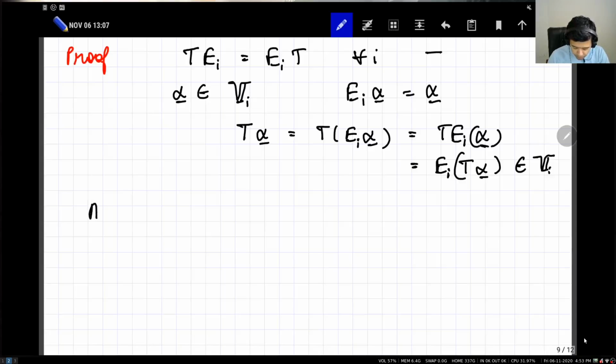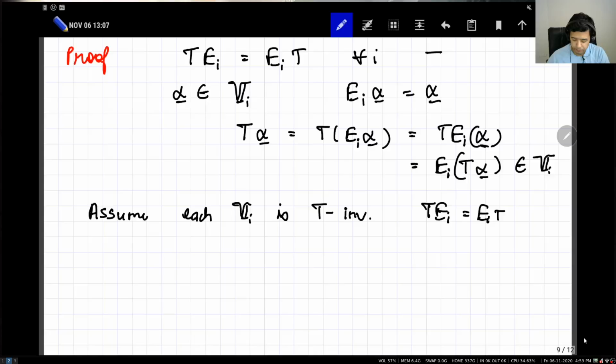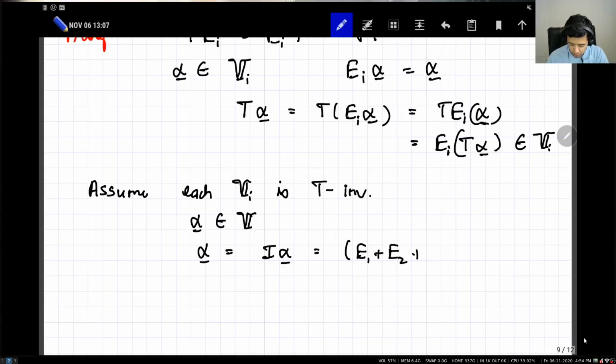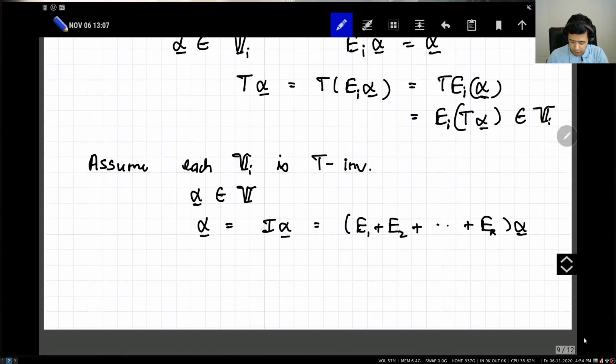So now let us assume that each VI is T invariant, and now we want to show that T EI equals EI times T. Let us consider any vector alpha in R^n, which is V. Now note that we can always write alpha as I times alpha, which is E1 plus E2 and so on plus EK times alpha, because of the nice property that the projection matrices have.